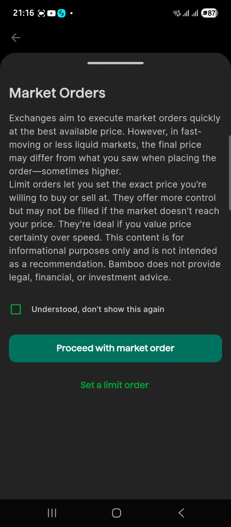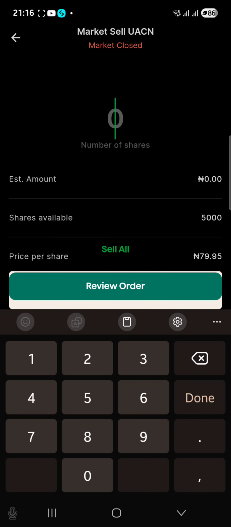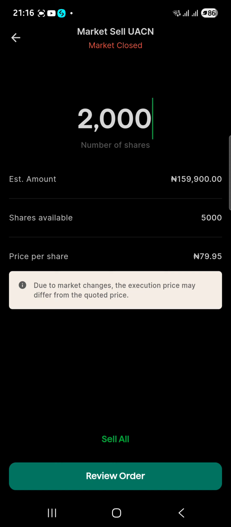Like I said, the market is currently closed. Understand that? Sure. Proceed. Just bear in mind that the market is currently closed. You need to specify the number of shares you want to sell. How many shares do I have with UAC? Let's say I want to sell 2,000 of my shares. It gives you the breakdown of the available shares you have, how much I sell, and all that.